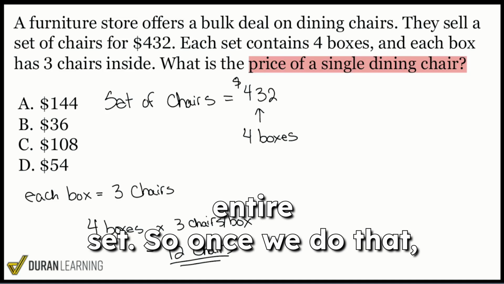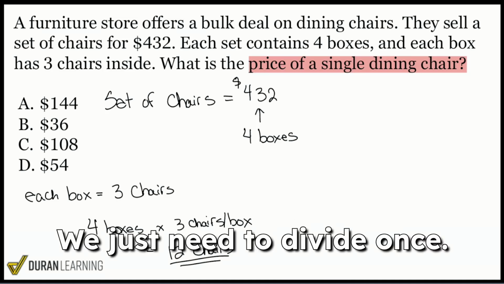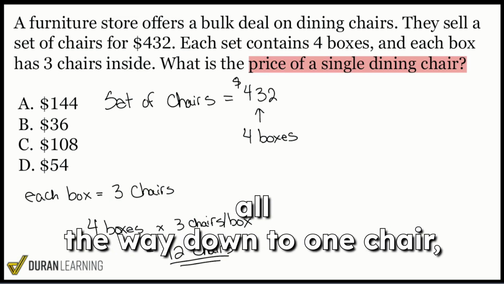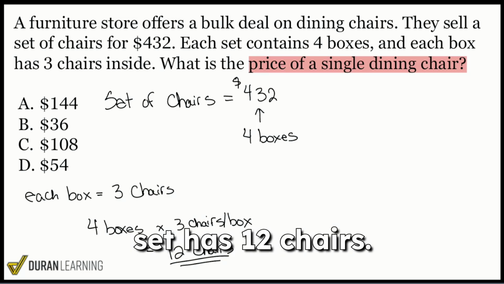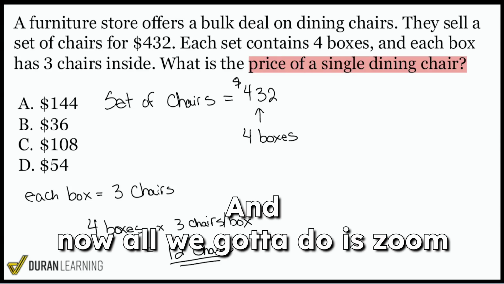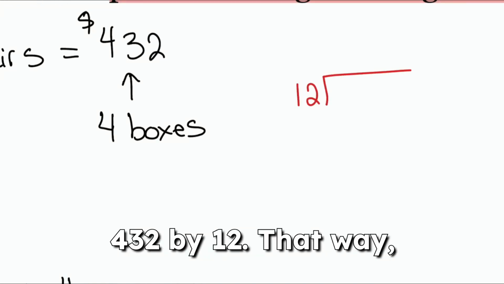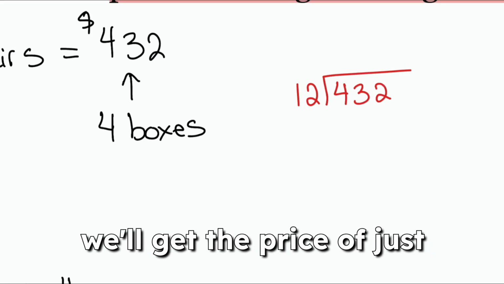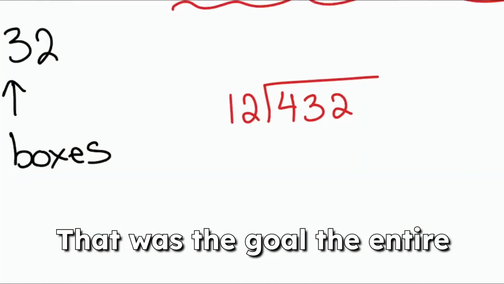So once we do that, we won't actually have to divide twice. We just need to divide once. So instead of dividing by 4, then dividing by 3 to get all the way down to 1 chair, we know now that this entire set has 12 chairs. And now all we got to do is zoom on in here and divide the 432 by 12. That way, when we divide by the 12 chairs, we'll get the price of just 1 chair, which again was the goal. That was the goal the entire time.